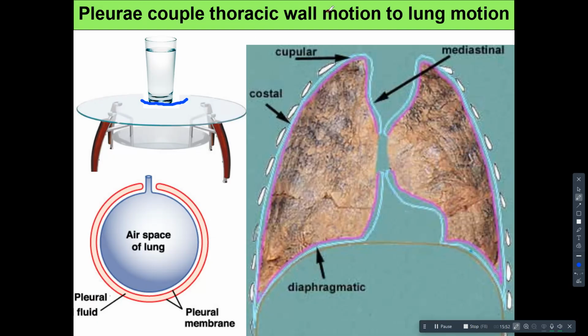And what that means is whatever I do to my thorax, I'm going to also do to my lungs. So if I make my thoracic cavity bigger, because the membranes are stuck together, the lungs are going to get bigger too. So I'm basically coupling the motion of my thoracic wall to the motion of my lungs. Whatever my thorax does, my lungs do. If my thoracic volume goes up, my lung volume goes up. If my thoracic volume goes down, my lung volume goes down. So two big functions of my pleural fluid, which is in my pleural cavity.